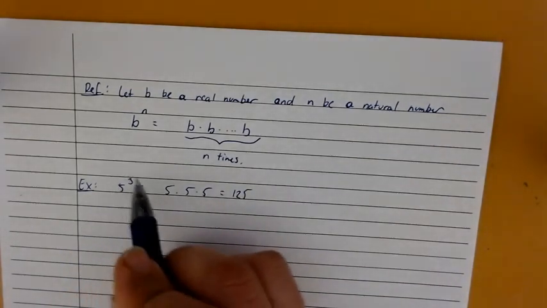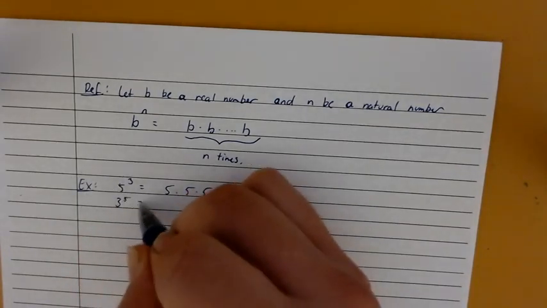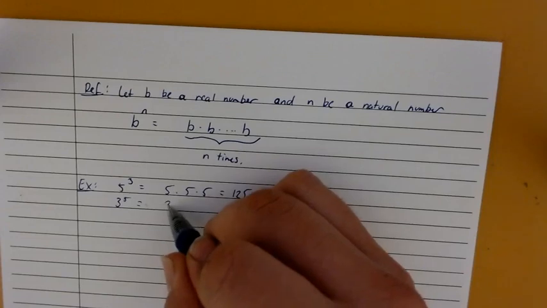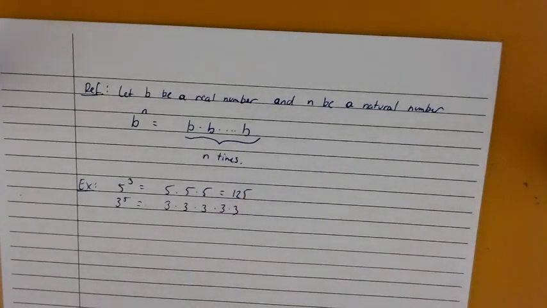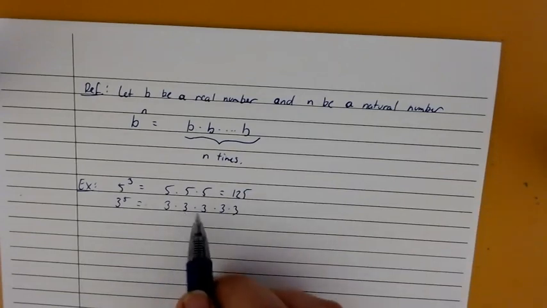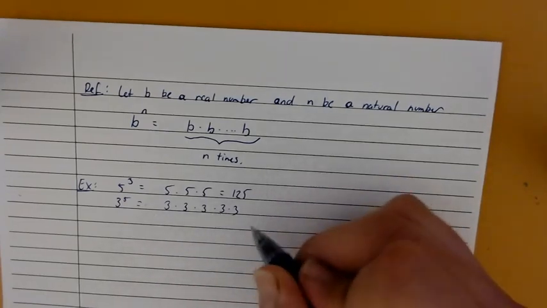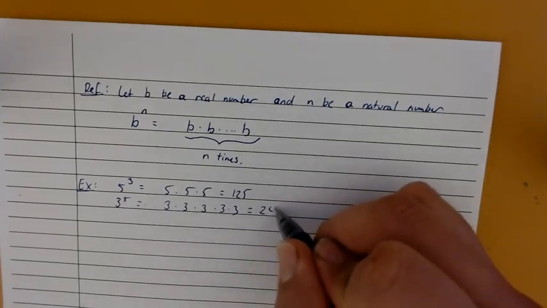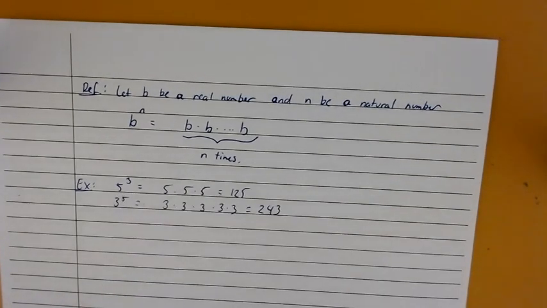Keep in mind that this is not commutative. You cannot just change the order because that will change the answer. 3 to the 5th power would be 5 copies of the number 3 multiplied together. 3 times 3 is 9. 9 times 3 is 27. 27 times another 3 is 81. And then this 81 times 3 is 243. So keep in mind that your order does matter.